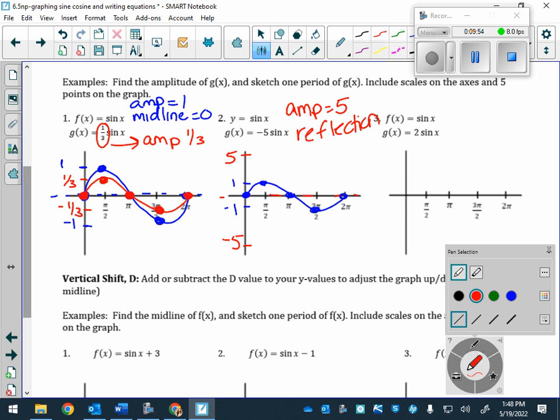For sine functions, you start at the same spot. You're still at 0. At pi over 2, where would we be now? -5. At pi, we're still at 0. At 3 pi over 2, where would we be? +5. And then back at 0. So the reflection goes down first instead of up. Try the third one on your own.